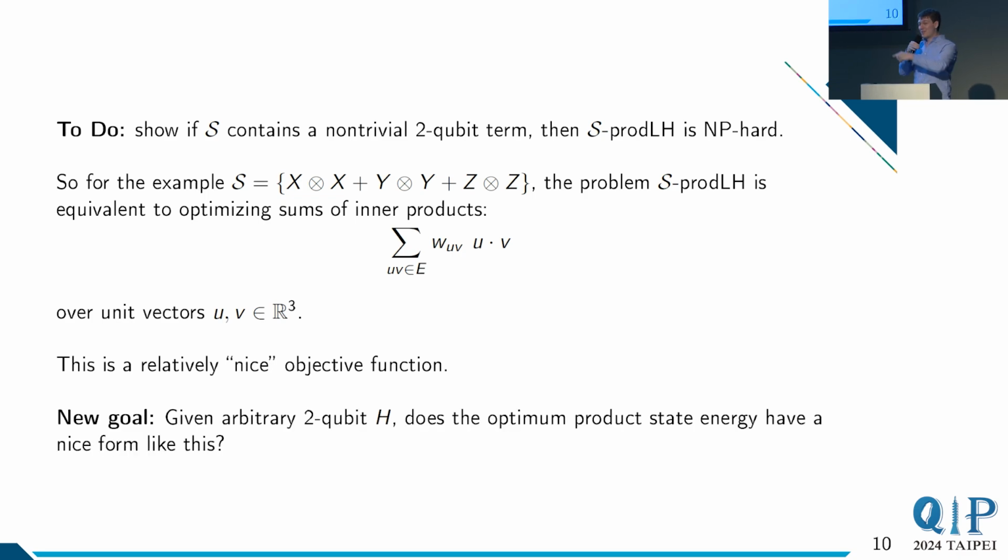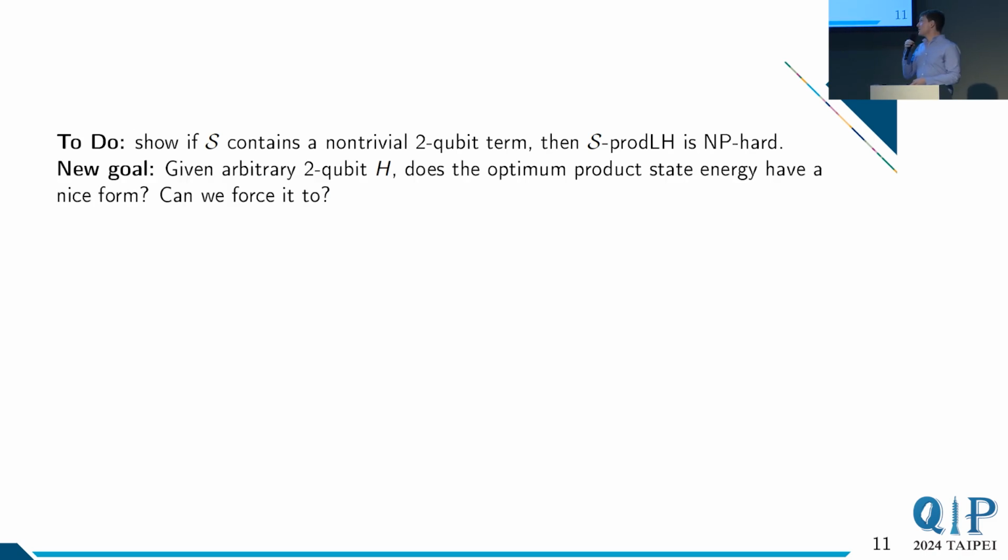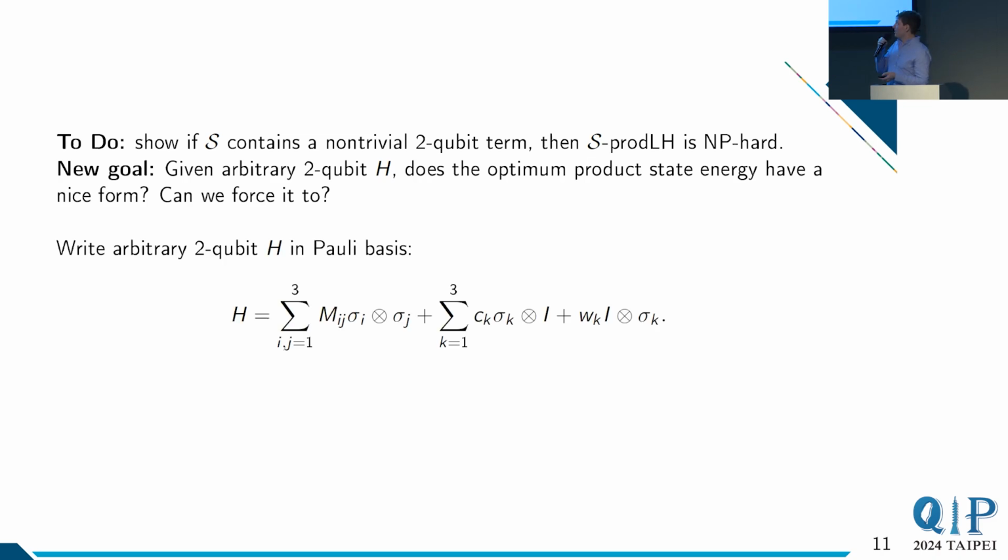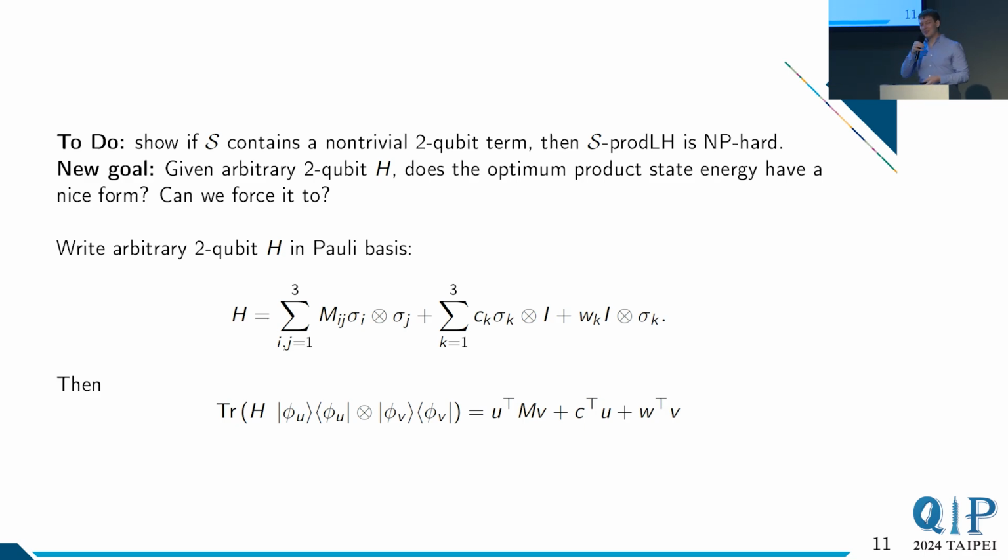of course, this is just for this specific example term. We have to consider all non-trivial 2-qubit terms. And so we'd ask, do they have a nice form like this? Or if they don't, can we force them to? So if you consider an arbitrary 2-qubit term, you can write it out in the Pauli basis like this, where these sigma i's and j's correspond to the x, y, and z operators. And then you, again, do that calculation, and you get this expression for the energy, which is a little uglier than the u dot v on the previous slide, but it's still a sum of inner products, so we can work with that.